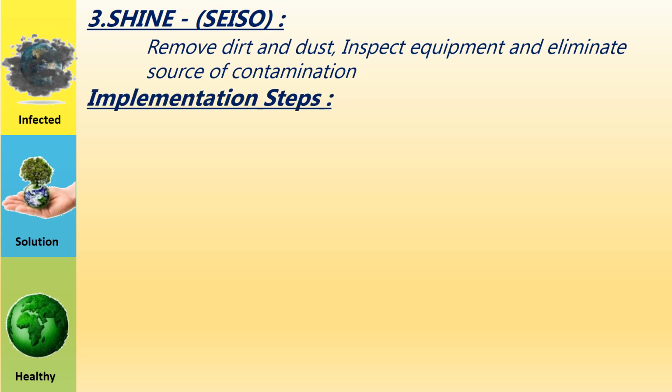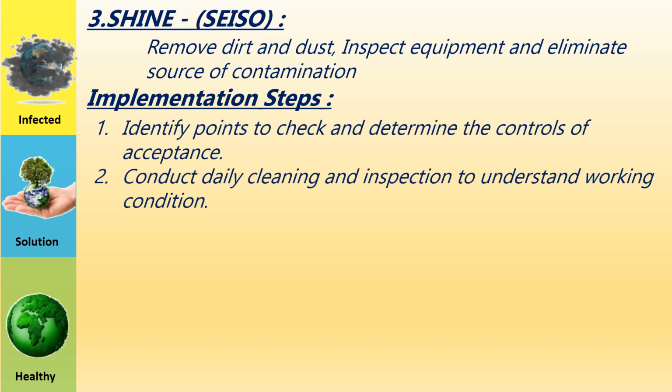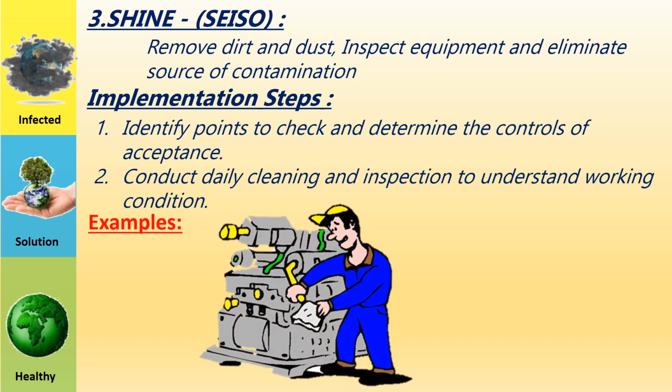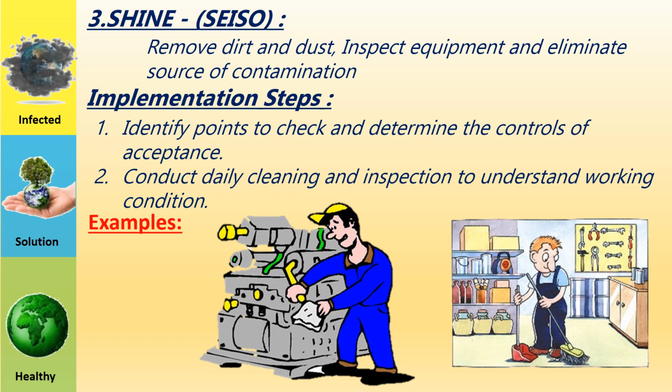If you see the implementation steps of Shine, identify points to check. What are the points that need to be checked, and determine the criteria of acceptance. Conduct a daily cleaning and inspection checklist to understand whether it is in working condition or not. So that is the CLIT checklist: clean, lubricate, inspect and test. This methodology needs to be followed in the Shine phase. That is the third S. You could see some of the examples I just gave: one person is cleaning the floor area and one person is cleaning the machine. This is how we need to do the Shine.